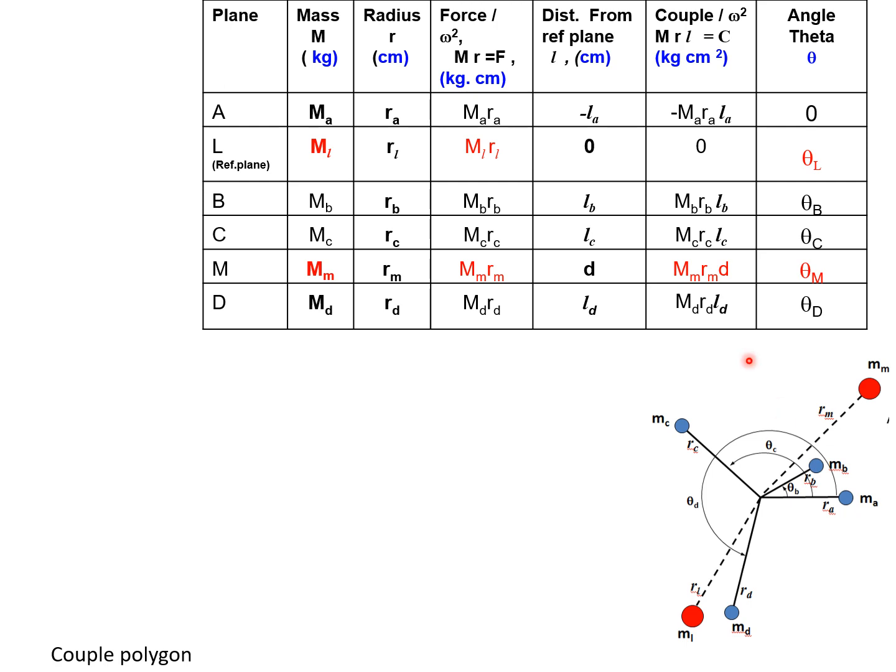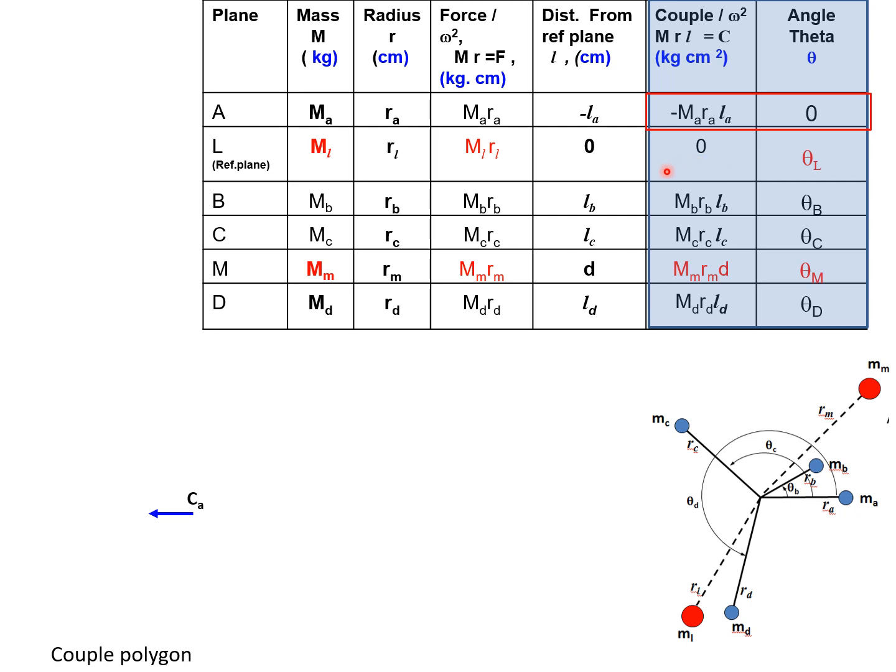Using the previously made table, we'll first prepare a couple polygon, and to prepare a couple polygon, we'll start with the last two columns. So we pick up the last two columns. The procedure for making the couple polygon will be same as that we have used for the force polygon. We'll start with the horizontal line at 0 degree. So at 0 degree we have to draw a vector corresponding to the value of MARALA, but this time the negative sign shows that I will not be drawing the arrow towards the right, but we will be drawing the arrow towards the left. Then the next row is 0, so we don't use it.